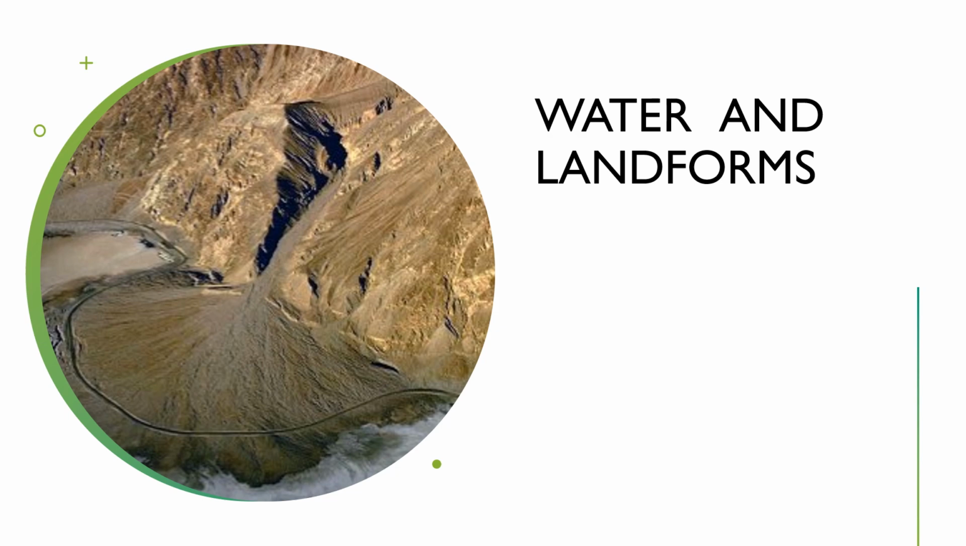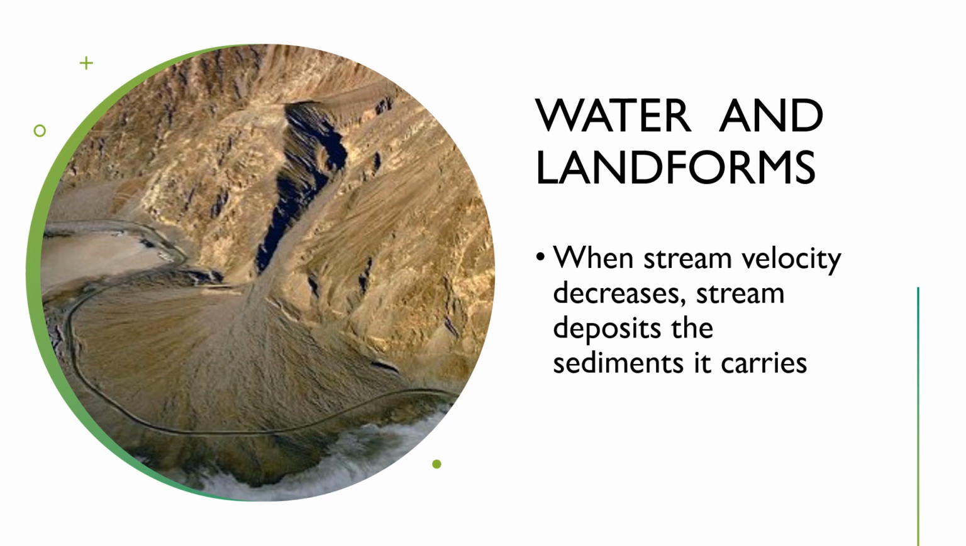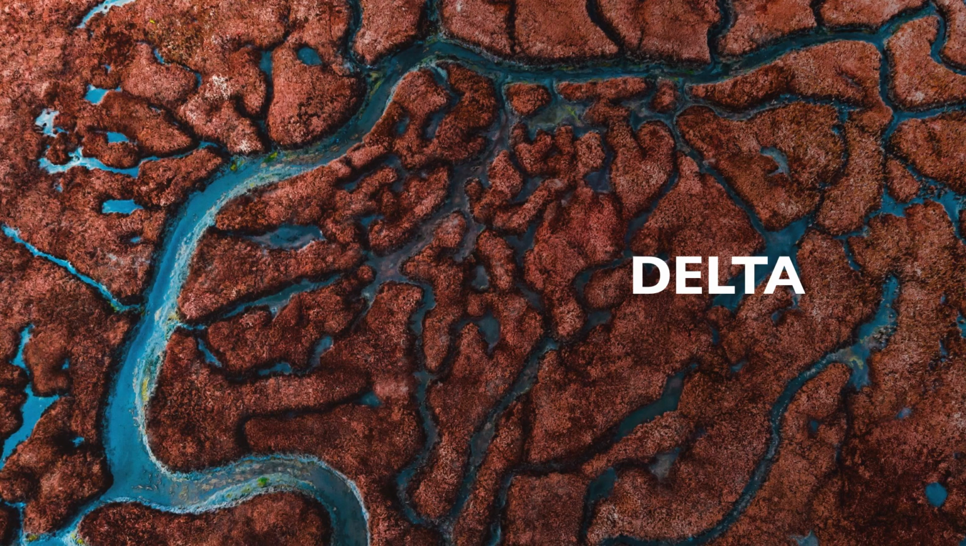Now, whenever stream velocity decreases, the stream deposits the sediments it carries. The material deposited by a stream is called alluvium. Some may be temporary because the materials may be carried again and eventually carried to the ocean. Materials such as sand and gravel may be deposited in a longer lifespan as deltas, alluvial fans, floodplains, and natural levees. Okay, so first of all, delta.